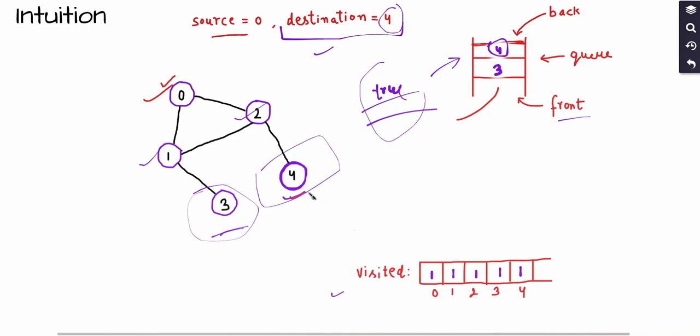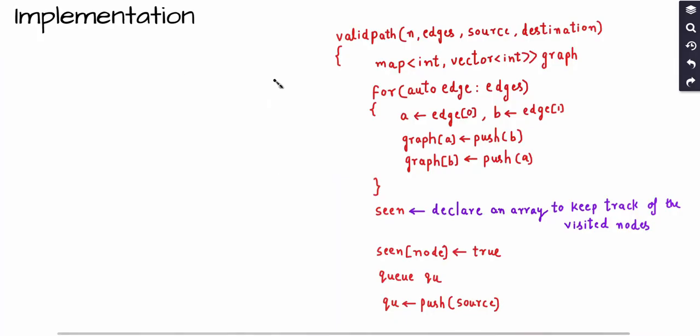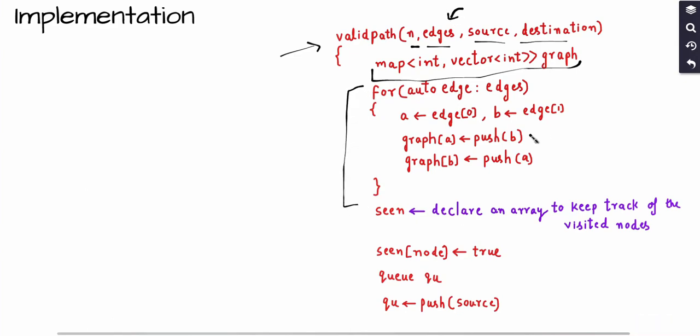So that's how the BFS algorithm works for this problem. And let's see the implementation of the idea explained here, which is just a plain BFS. We have this valid path function which takes in the number of nodes, edges, source node and destination node. I declare a graph, which will be used to generate the graph from the given edges. Then I generate my bidirectional graph, so I generate two-way edges here. Then I create a visited array or a seen array, which will be used to keep track of the visited nodes. I mark the source node as visited. Then I declare a queue and I push the source node into the queue.